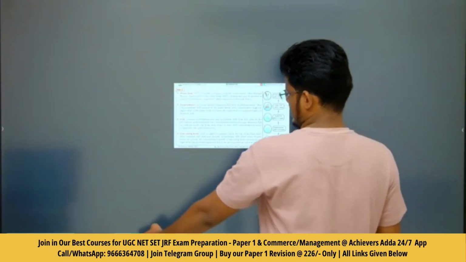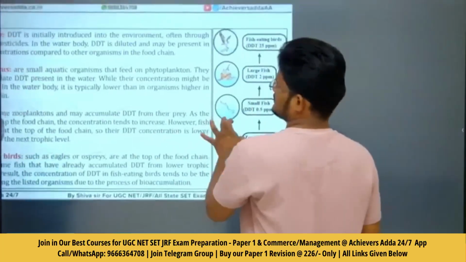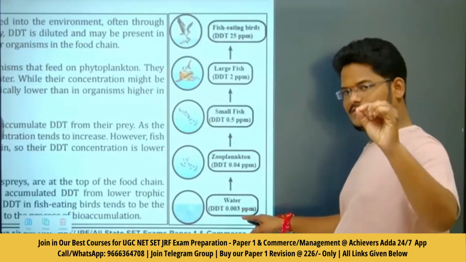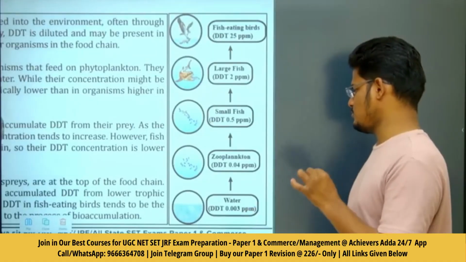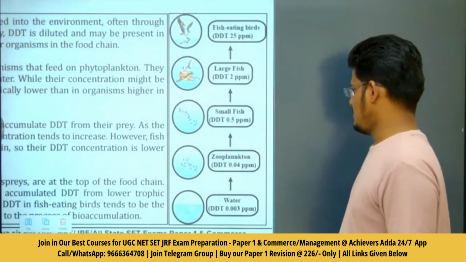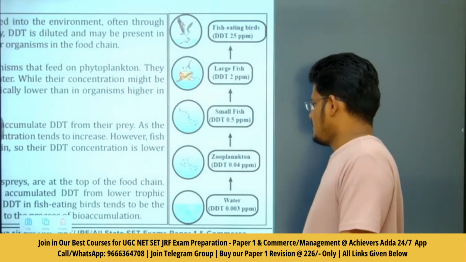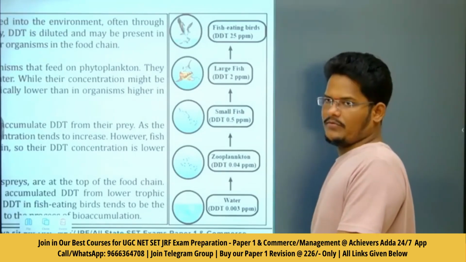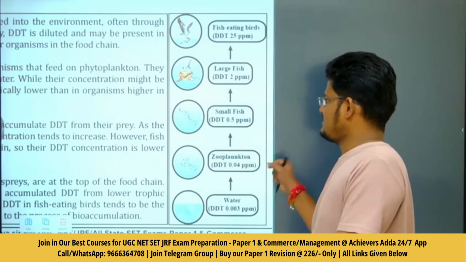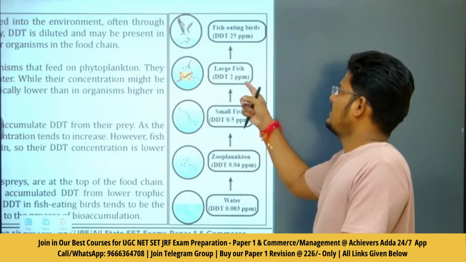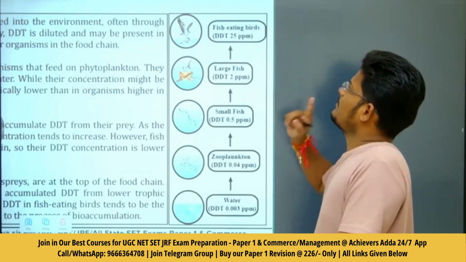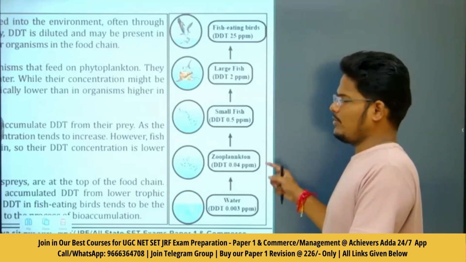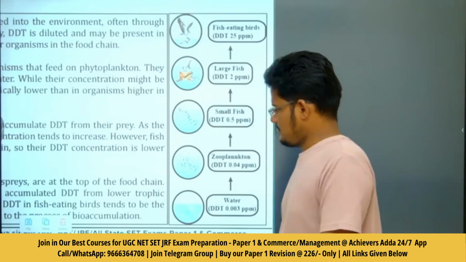Right? How the food, the aquatic life now, the size is increasing, DDT. What is the full form of DDT? Please tell. Water, very small DDT, that is 0.003 parts per million. And here, zooplankton is another type of aquatic life, 0.04. Small fish, 0.5. Large fish, 2 ppm. 25 ppm, fish eating birds. This is also like biomagnification or bioaccumulation.